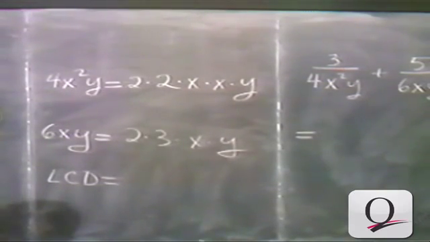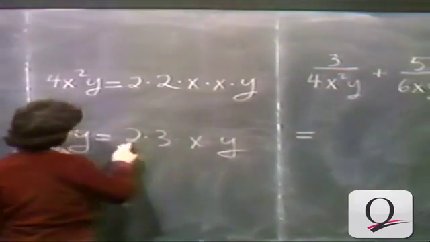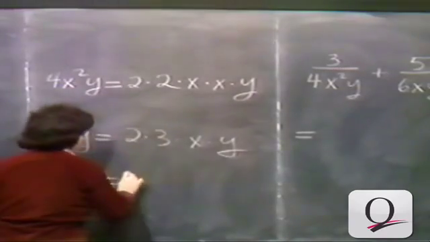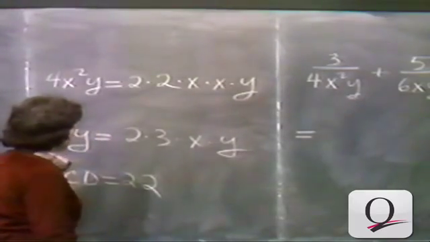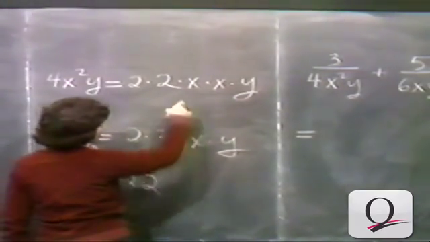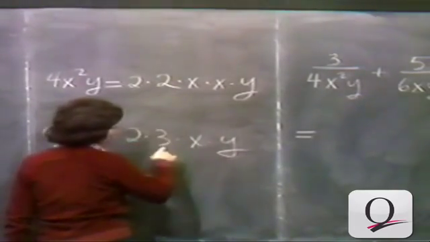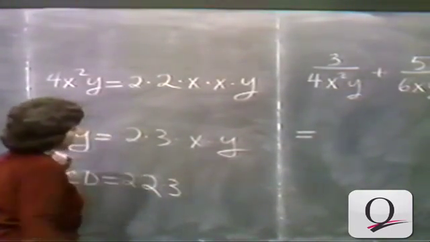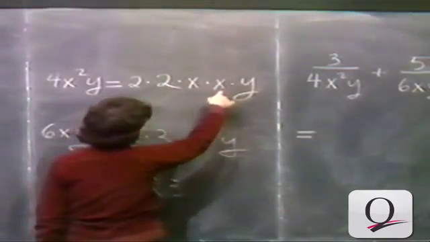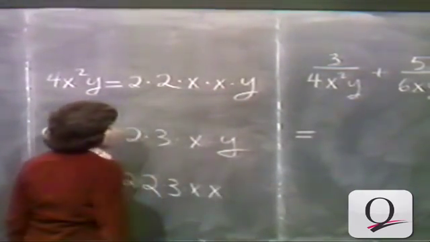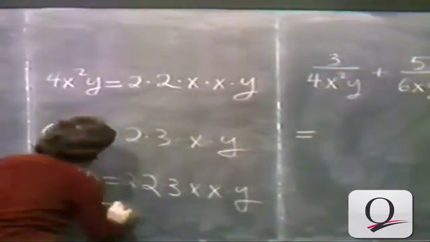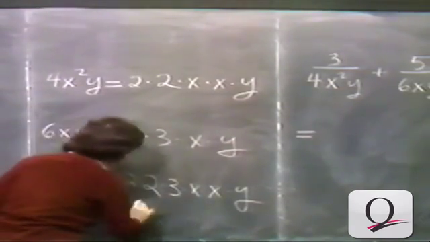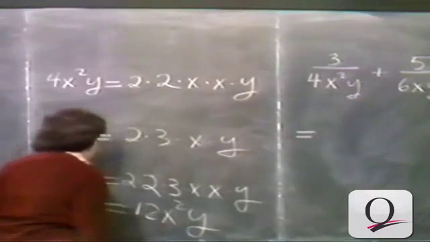We have 4 factors involved: 2's, 3's, x's, and y's. Let's start with 2. Here is one 2. Here are two 2's. Therefore, 2 must be taken twice. We must take the larger number of times. Let's look at 3. Here it's once. Here it does not appear at all. Zero 3's, one 3. We write down one 3. Now x. One x, two x's. We need two x's. And y occurs once here, so once will be sufficient. This gives us 4 times 3, 12, x squared y as the lowest common denominator.